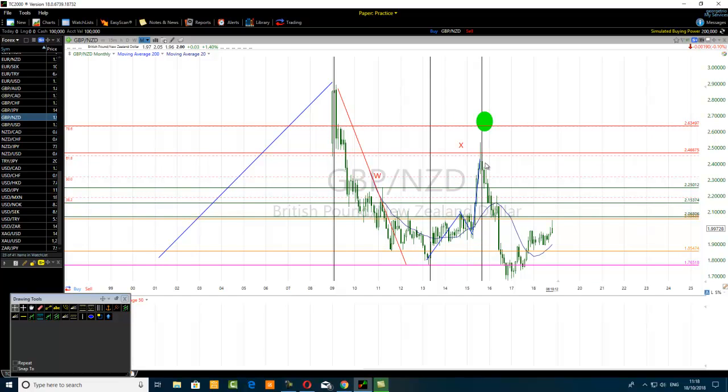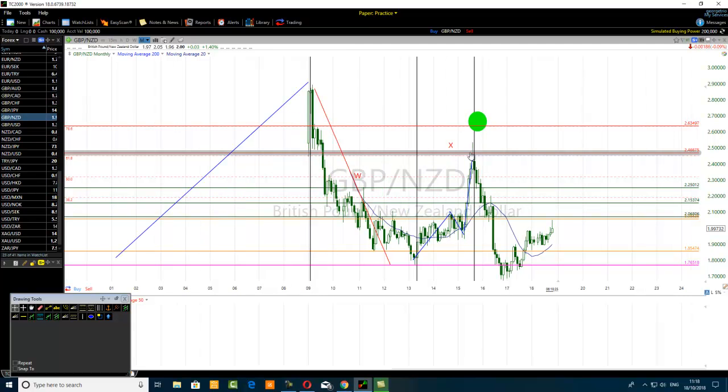pattern, remember also the X, okay, the Crab pattern, the Bat pattern, the Butterfly pattern, or the Gartley pattern. So here they were thinking of the Gartley pattern. The Gartley pattern will stop at 78.6% of the XA. So I'm talking about XA, that's something else. I'm talking about XA in the Fibonacci pattern.